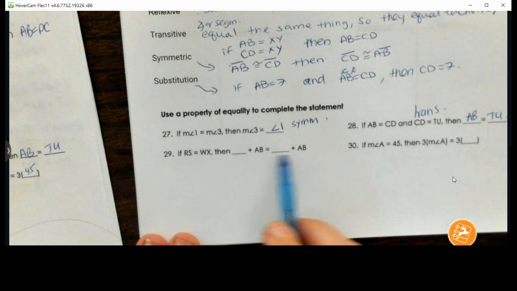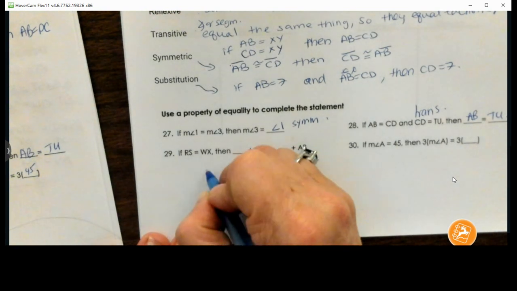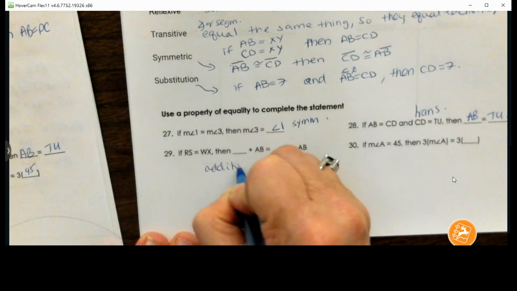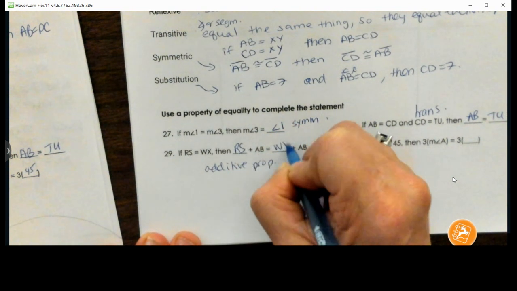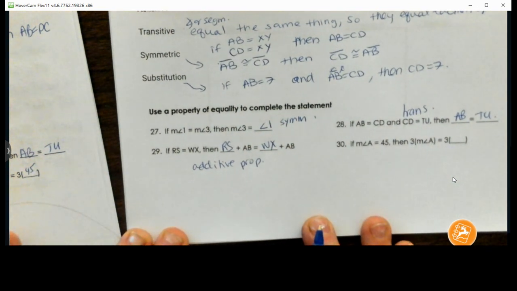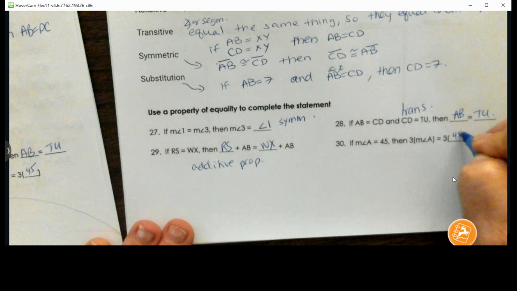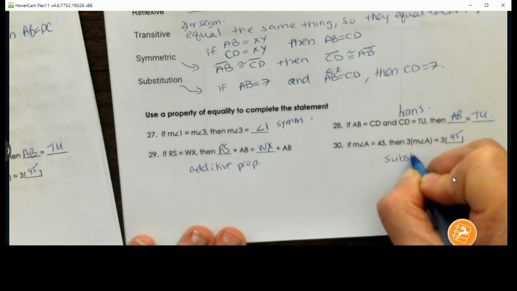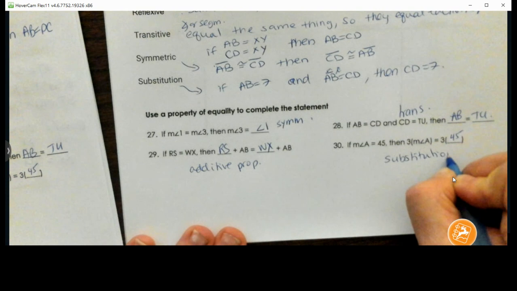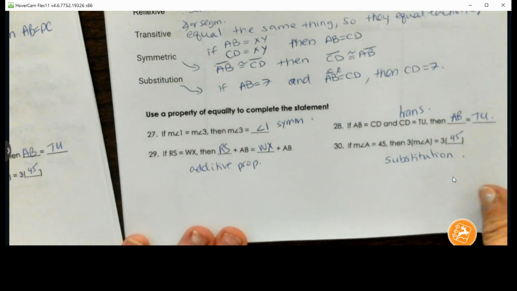Here, we're adding the same thing to both, and that's the additive property. So this could be RS, and this is WX. Over here, I have 3 times 45, and we're going to call this substitution. Okay, that's exactly what it is.